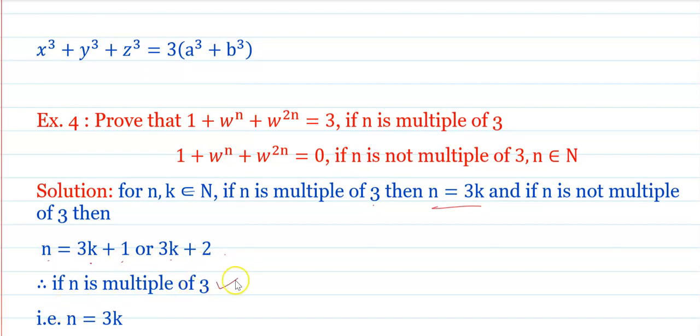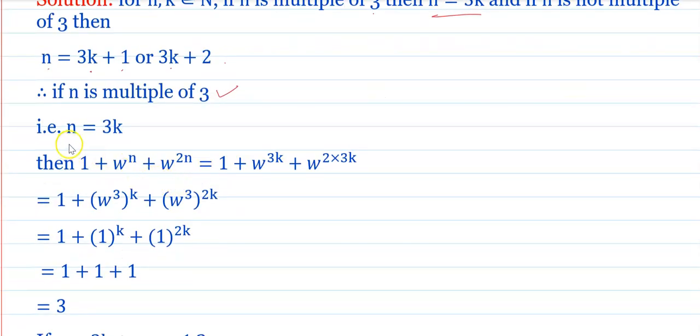If n is a multiple of 3, then what will happen या expressionच्या बाबतीत? If n is equals to 3k, the 1 plus omega raised to n plus omega raised to 2n याची व्हॅल्यू फाइंड आउट करणार. त्यामध्ये n is replaced by 3k. No problem. Omega raised to n means what? Omega raised to 3k. Omega raised to 2n means what? That is omega square into 3k. And therefore their multiplication 2 into 3k means what?